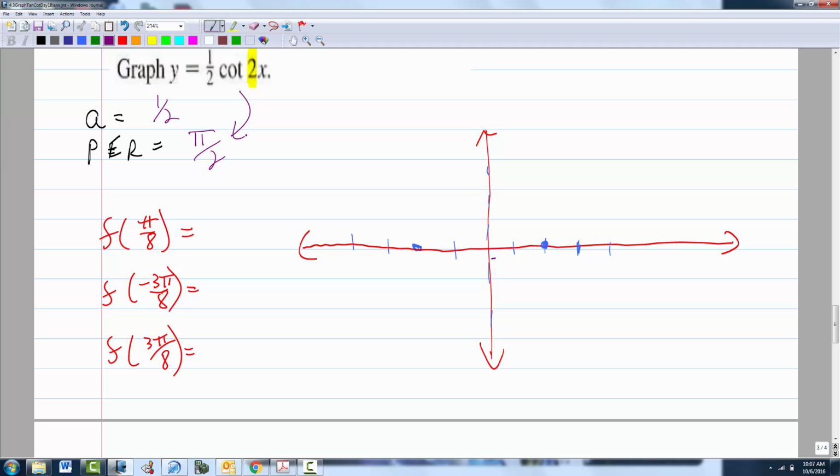All right, so let me plug in 0 real quick. What's 0 times 2? 0. What's the cotan of 0? I don't remember. So I do this: x over y. Undefined. That's right. Mr. S, I kind of tuned him in a little bit. Cotan starts with an asymptote right at the y-axis. Oh, if that's the case, then the period's pi over 2.